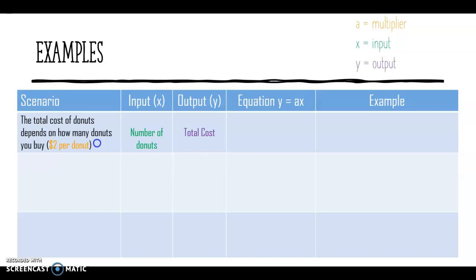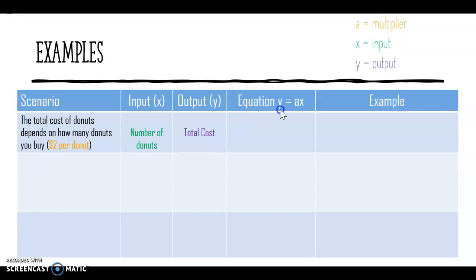That's not how it works. The amount that you spend depends on how many donuts you buy. You buy less donuts, you're not going to spend as much, or if you buy a lot of donuts, you're going to spend more. But the cost depends on how many donuts you buy. That's why that is the output.